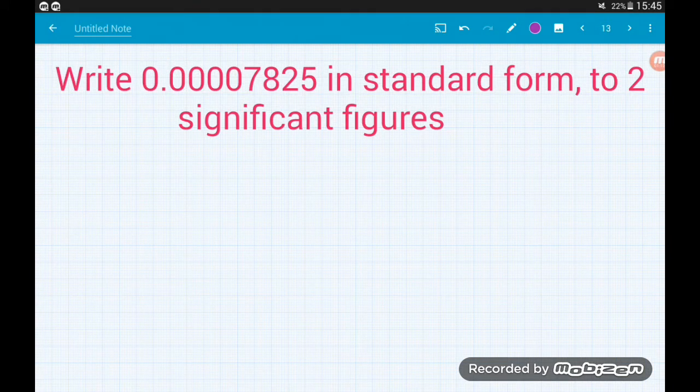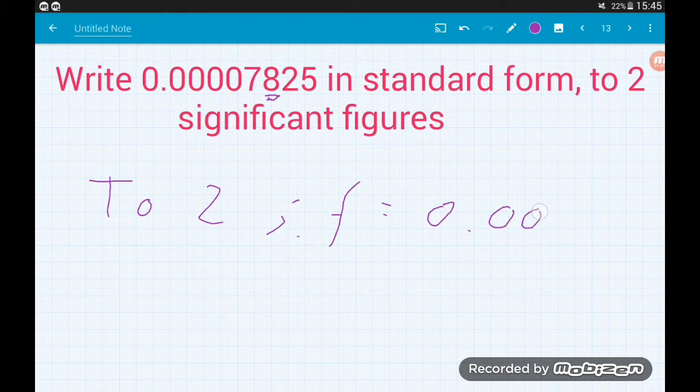Right, 0.00007825 in standard form to two significant figures. Okay, so first of all, we want to write 0.00007825 to two significant figures. So the first significant figure there is the 7, the second is the 8. So to two sig figs, our number is 0.000078. So that's our number written to two significant figures.